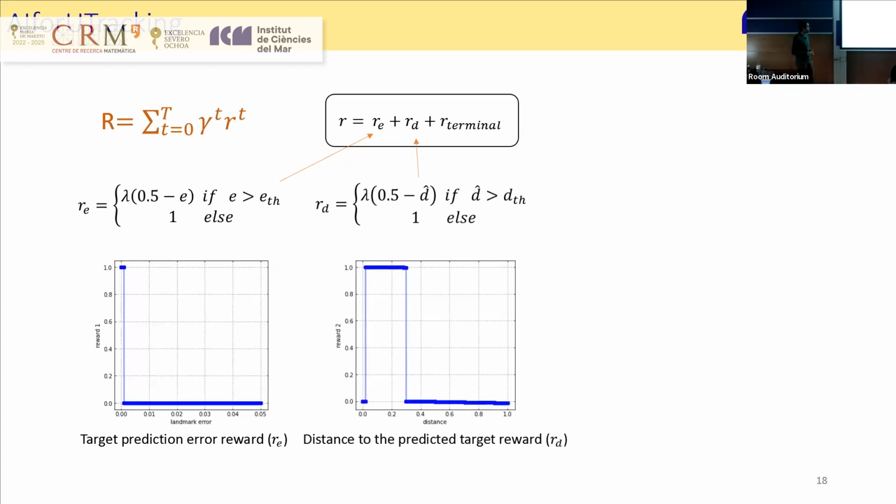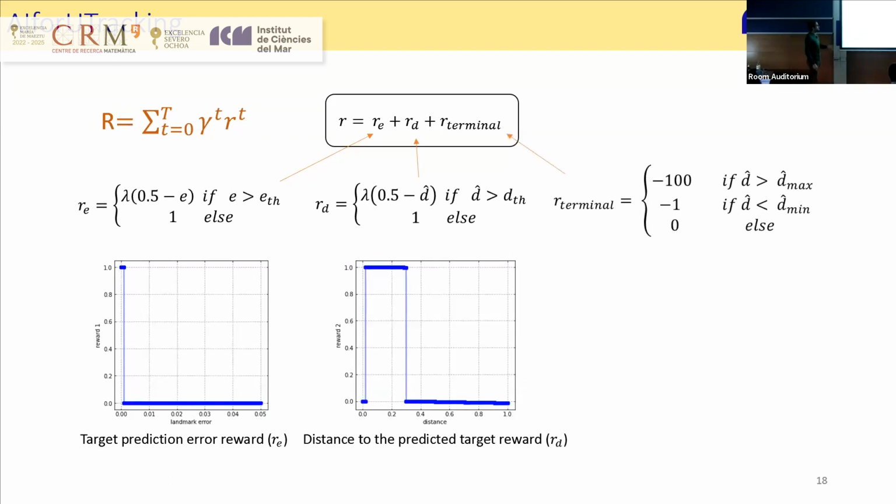Also, we want to stay close to the target because we want to not only localize, but also follow the target. So again, if the distance between the target and the agent is low, or below a threshold, we give a very good reward. If not, we give a very low reward.